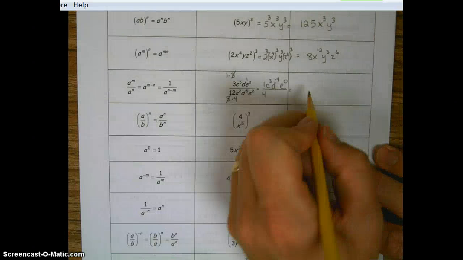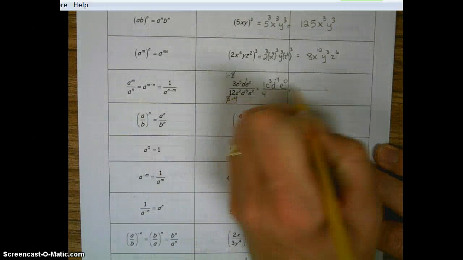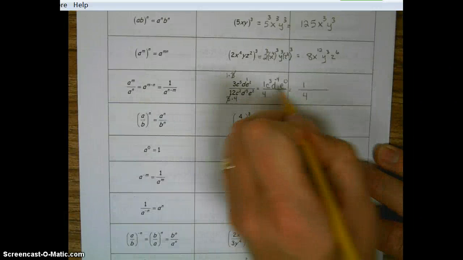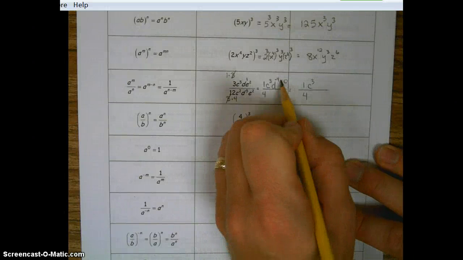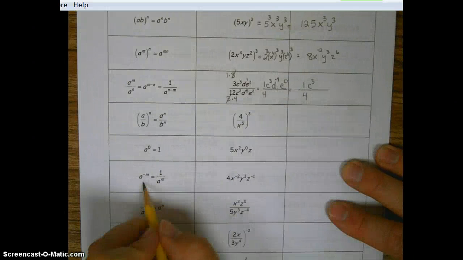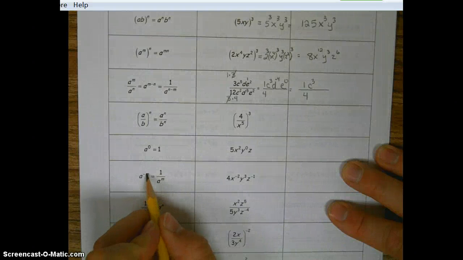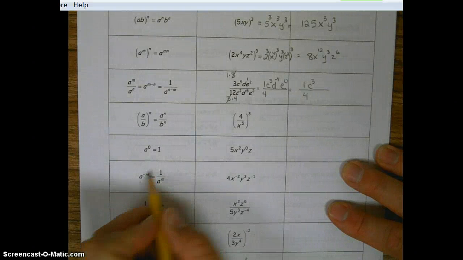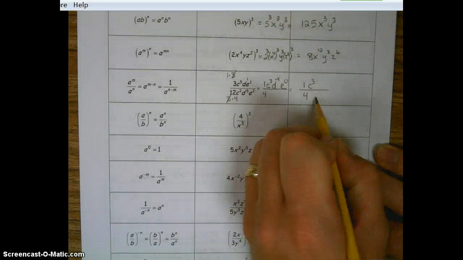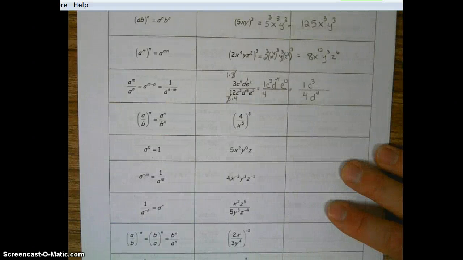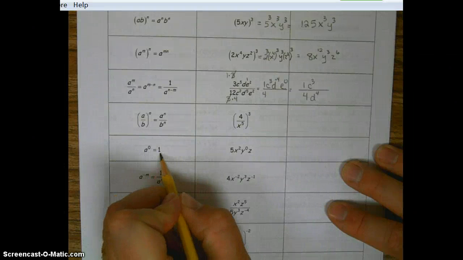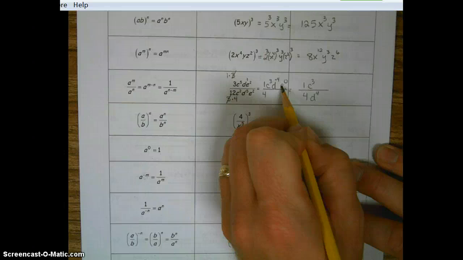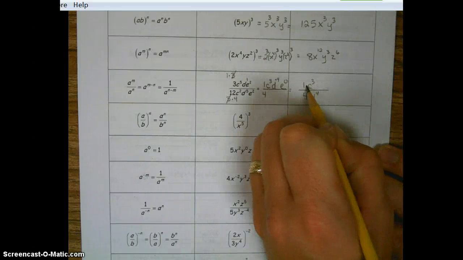So we end up with 1/4 C to the third. Now D to the -4th. If you want to make an exponent positive, you move it to the other side. So in this case, it's in the numerator, so we move it to the denominator to make it positive. And then e to the 0, anything raised to the 0 power is 1. So e to the 0 power is 1.